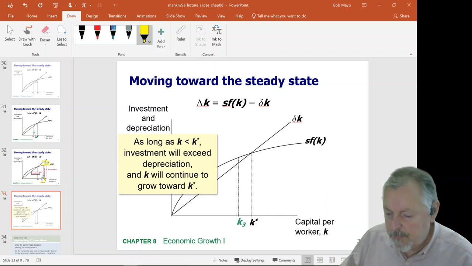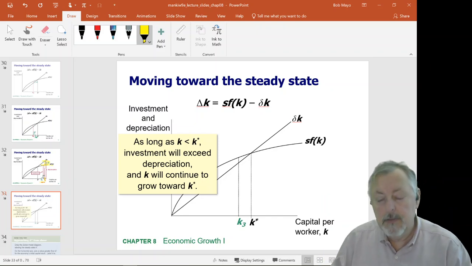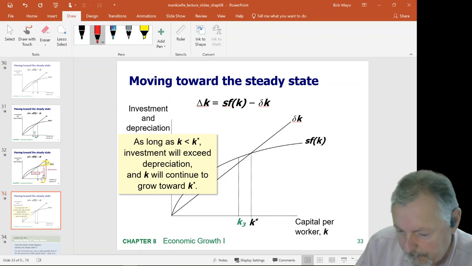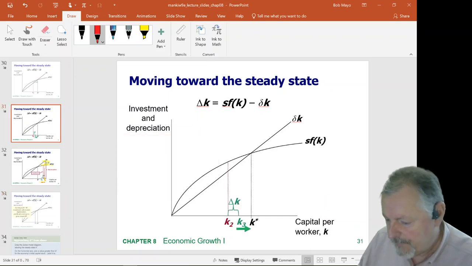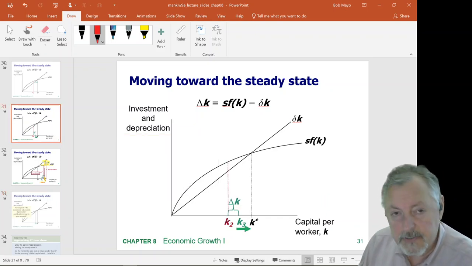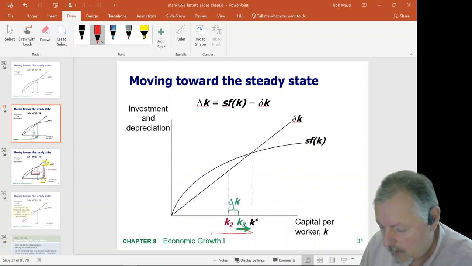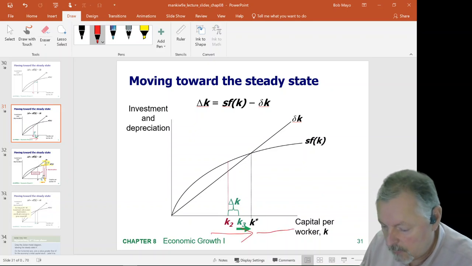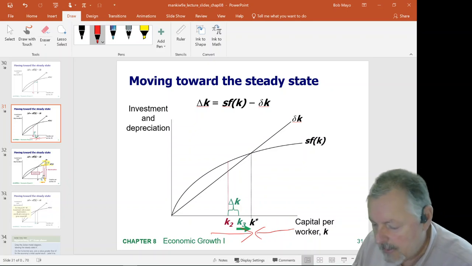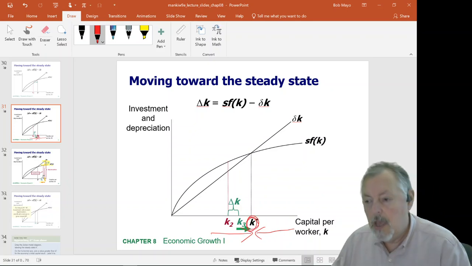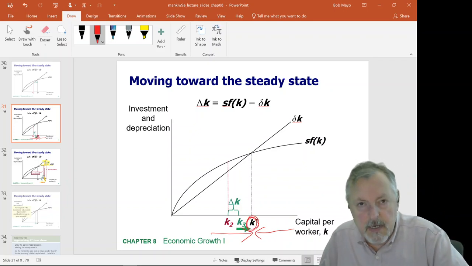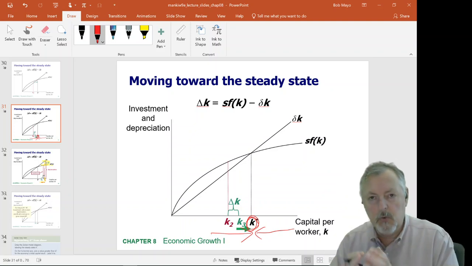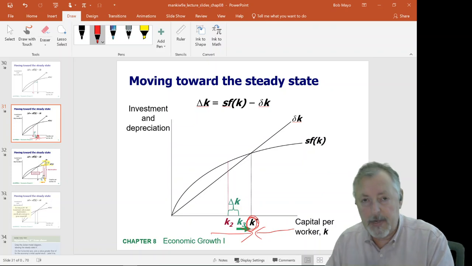And the same thing will keep happening. You'll end up, actually go back, there. If you have less than the steady state level of capital, you'll gain. If you have more than the steady state level of capital, you'll lose capital. Either way, over time, you're going to end up at the steady state level of capital, because this is the only point where the total amount of capital you have is neither going up or down.